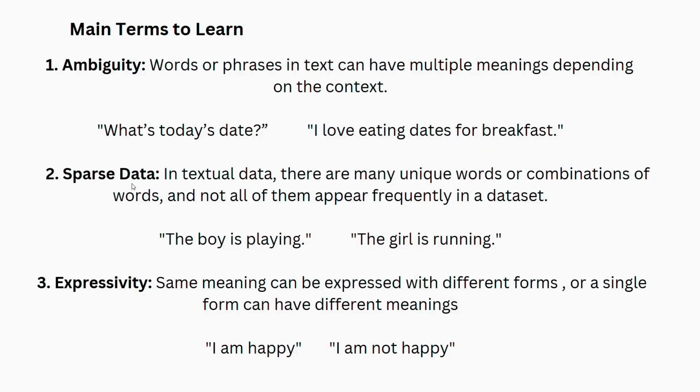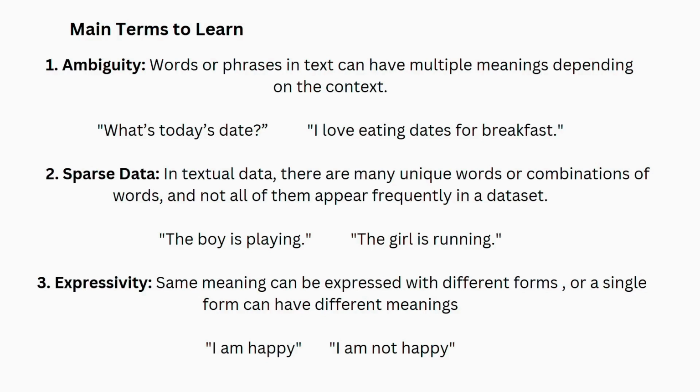Sparse data: words that do not have any meaning but are used frequently are called sparse data. In example 1, "The boy is playing, the girl is running", here "the" and "is" are used frequently, but they have no meaning. This is called sparse data. Expressivity: the same meaning can be expressed in different forms. Here, "I am happy", "I am not happy". In both sentences there is "happy", but the first sentence is positive and the second sentence is negative. So it is called expressivity.